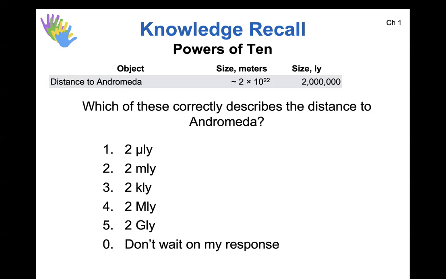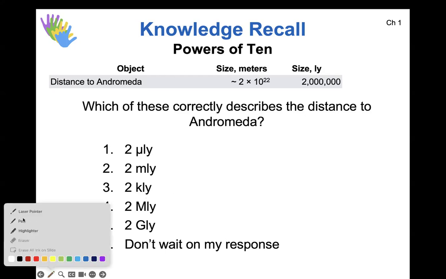Would it be number 3? So 2 kilolight years? Maybe, yeah. So this question is kind of like just testing what people already know, because these letters, right? They all represent different powers of 10, but you don't necessarily know them, right? So let's do this real fast.